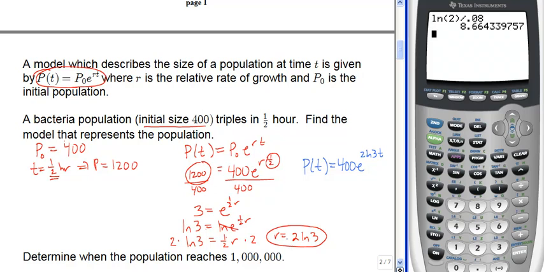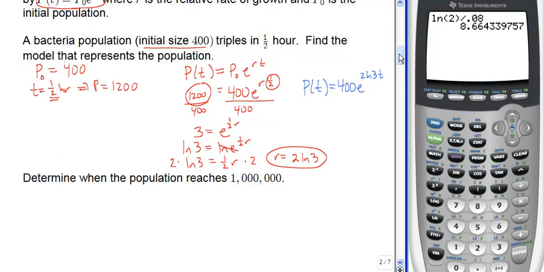Now you could get a decimal for what R is, but I prefer to leave it as 2 ln 3. That way it's more exact, and as we continue with this problem further down here, we're not going to lose any accuracy by having rounded off to a decimal. So try to leave your R in its exact form throughout the entire problem until the very last step when you're trying to substitute it into your calculator.